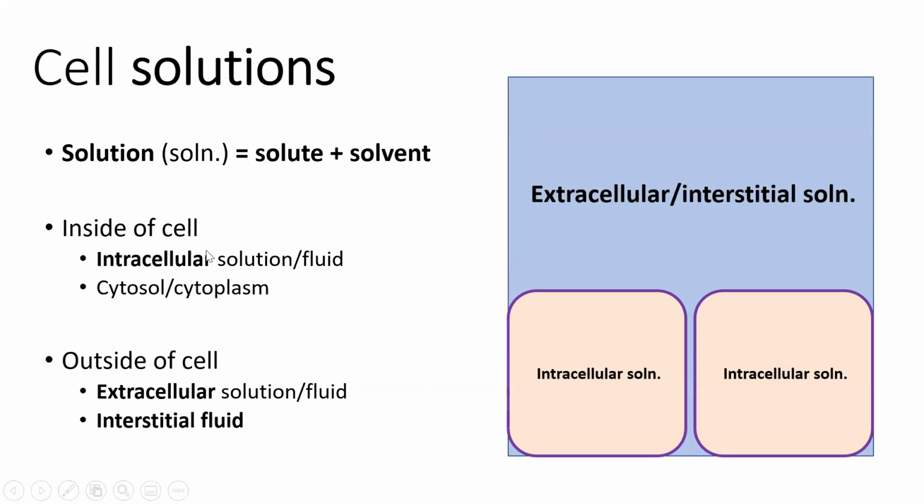All right, cell solutions. A solution is what? It's a solute plus a solvent. The inside of the cell, we describe as the intracellular solution or fluid, aka the cytosol, which is just the fluid by itself, or the cytoplasm, which is all the organelles and proteins and everything found in there, and amino acids and sugars. On the outside of the cell, you have the extracellular solution or extracellular fluid, and then you have interstitial fluid, which is basically another name for extracellular. It's found between the tissues, which we're going to get to later on.